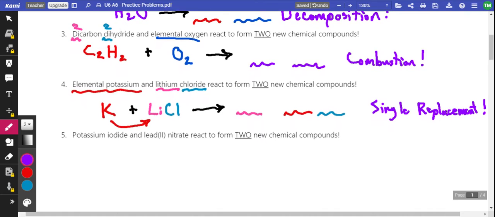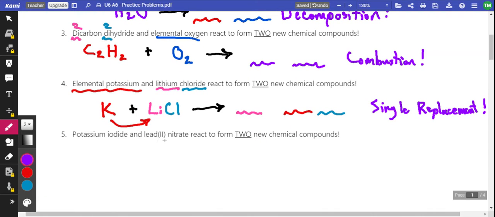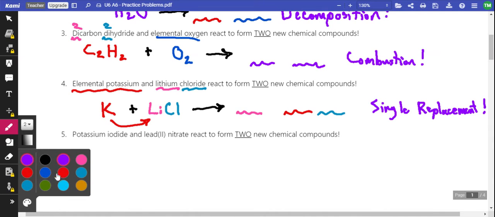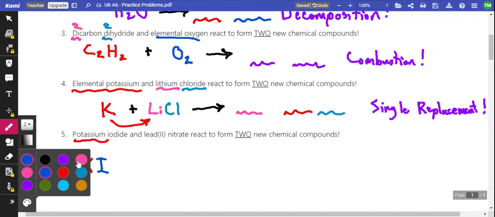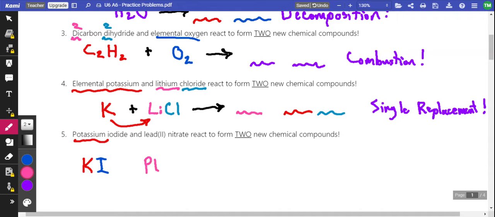Let's look at one last one here. Potassium iodide and lead 2 nitrate react to form two new chemical compounds. Let's write out what we have. Potassium iodide: potassium is K, iodine is I. So what about lead nitrate? Well, lead, Roman numeral 2, means that we're going to have lead with a +2 charge. So lead is Pb, and it's going to be a +2, just to write that there so I don't forget it.